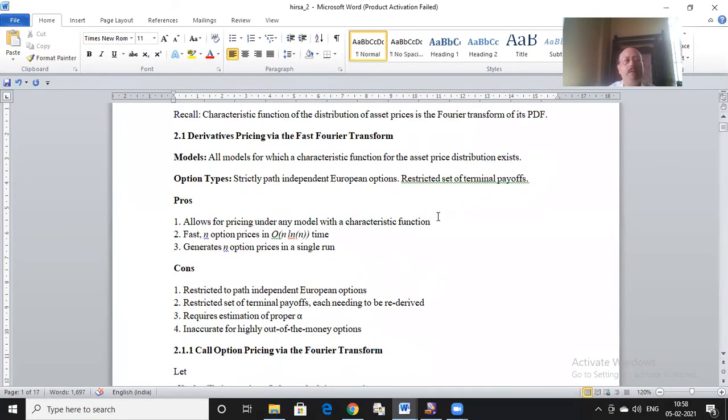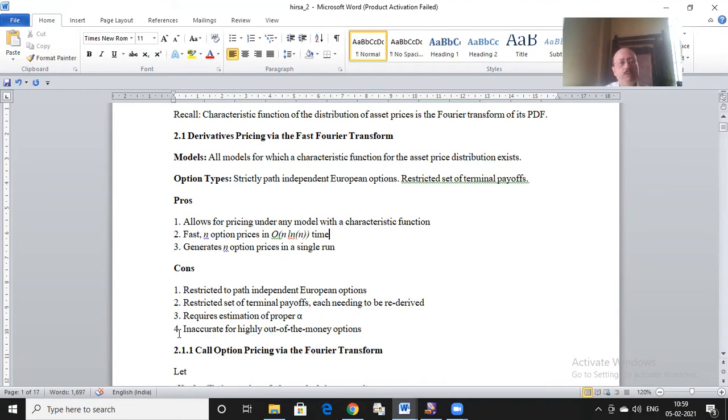Disadvantages, of course, there are a lot of restrictions. It is restricted to only path independent European options. I need a restricted set of terminal payoffs, each needing to be re-derived. So if I change my terminal payoffs, my computation has to be redone. It requires estimation of a parameter alpha. So I will introduce that very soon. So it requires estimation of a particular parameter alpha, which has to be chosen empirically for this method to run efficiently. It is like a damping factor.